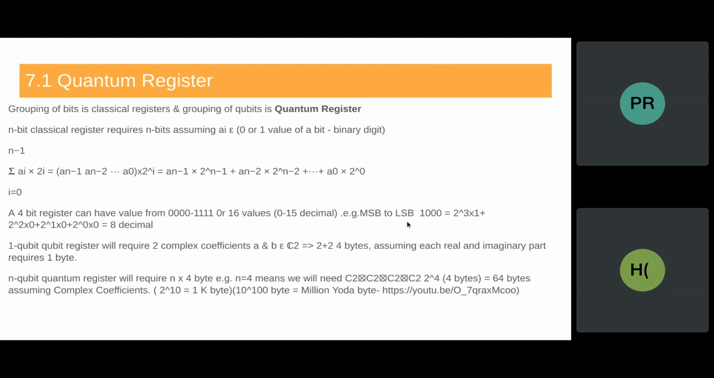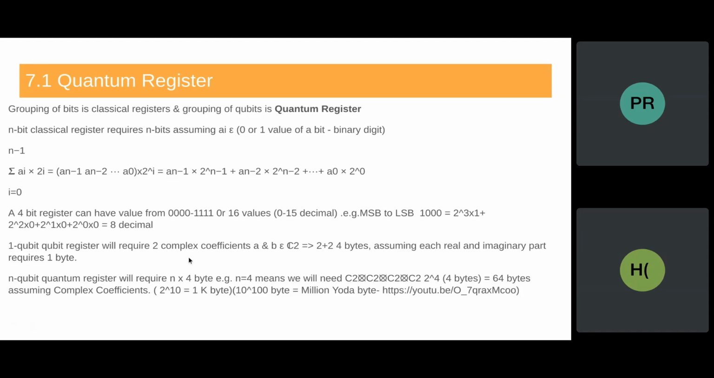So the left side is the MSB, the most significant bit, and the right side is the LSB, the least significant bit. For example, if you have 1000, which is 8, we can prove it by taking 2 to the power 3 times 1 plus 2 to the power 2 times 0 plus 2 to the power 1 times 0 plus 2 to the power 0 times 0, which is 8 in decimal. So 1000 represents 8 in binary in a register in a classical computer.